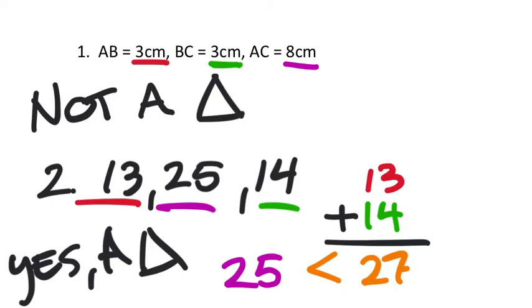Add up the two short sides. If it's bigger than the longest side, then it is a triangle. And think about this too. If the 25 was 27, then it would be exactly equal, and it's still not a triangle, okay? But since it's less than, that's okay.